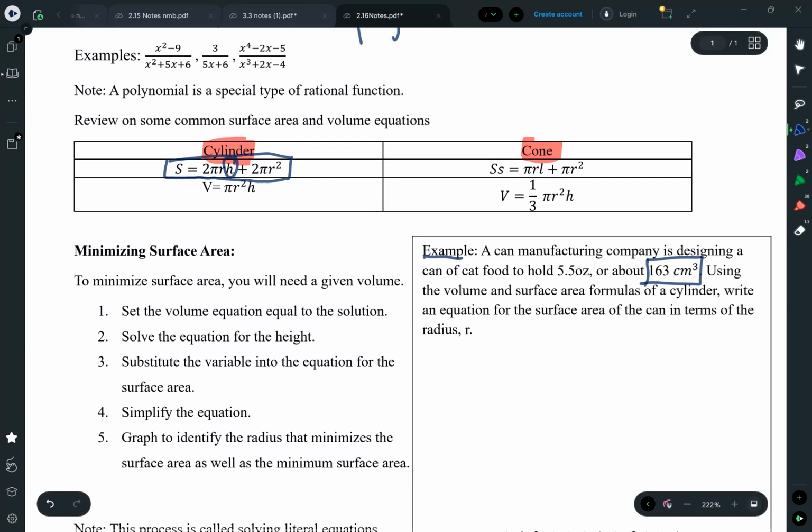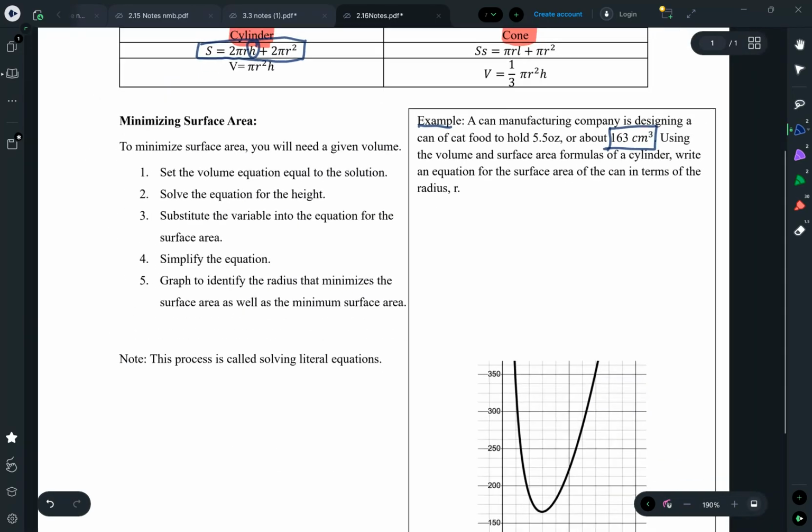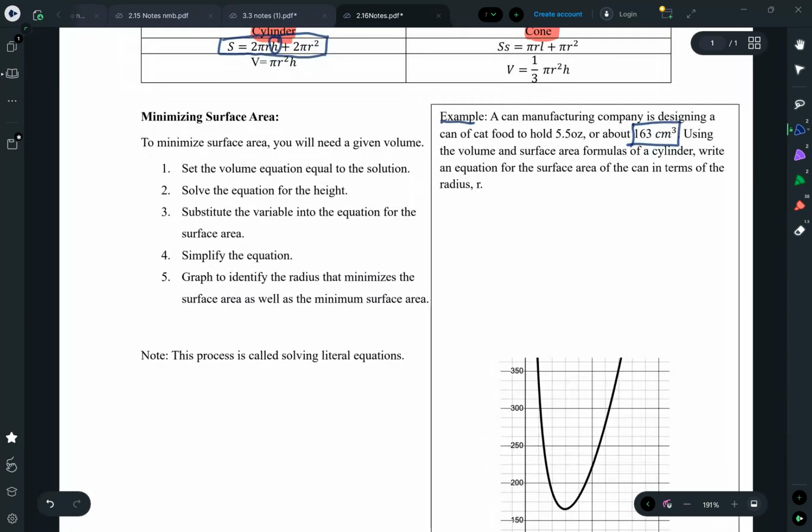So to do this, we're going to use our volume equation. My volume equation for a cylinder, because that's the shape of a can, is pi r squared h. And we know we have some information about our can of cat food. It needs to hold 163 cubic centimeters. So it makes more sense to use that, right? Because I'm going to want to talk about how big my radius should be. And if I'm working with ounces, I can't talk about centimeters. So 163.